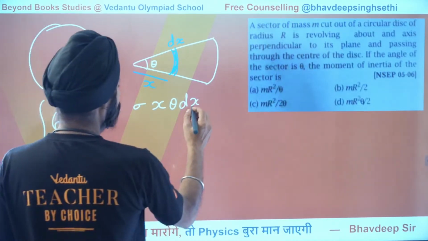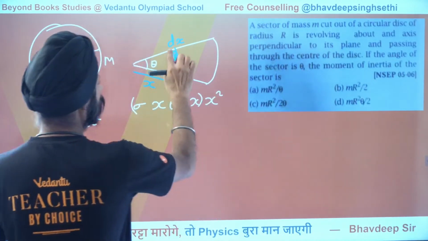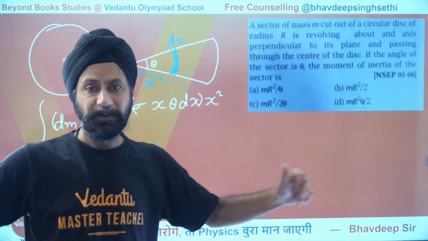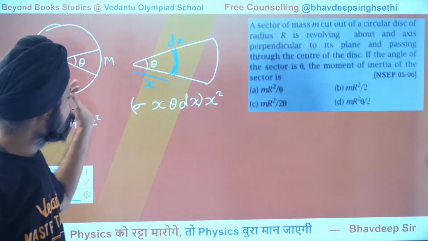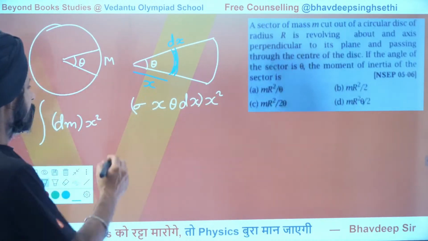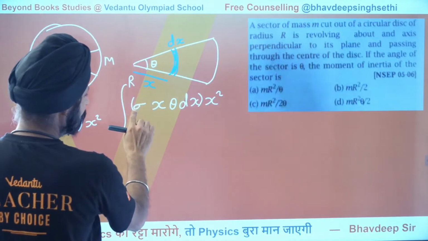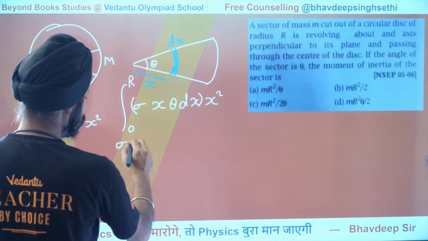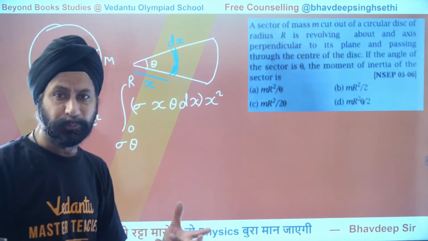Now you multiply the dm with x square. So this is the contribution of this little mass to the whole moment of inertia. But I don't need that. I need the whole of the thing. Then I'll integrate. What are the limits of integration? x is from 0 all the way to the radius. So I'll say integration from 0 to r. Now sigma is constant, theta is constant, so I can pull that out. So sigma theta, and then what remains is x times x square, x cubed.